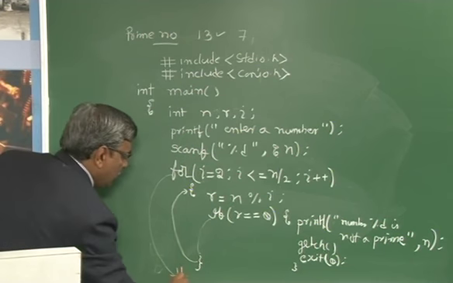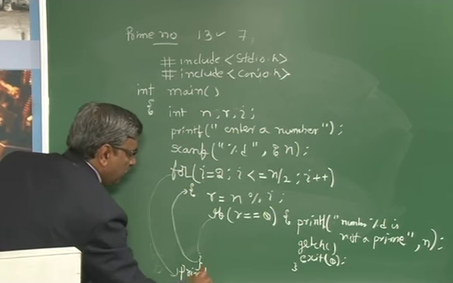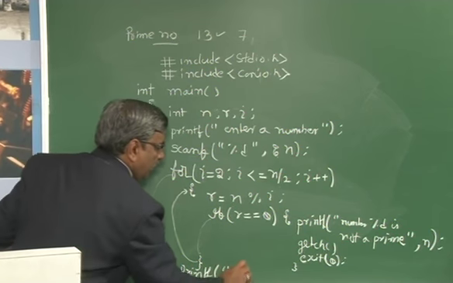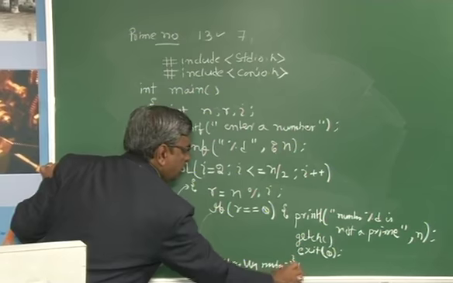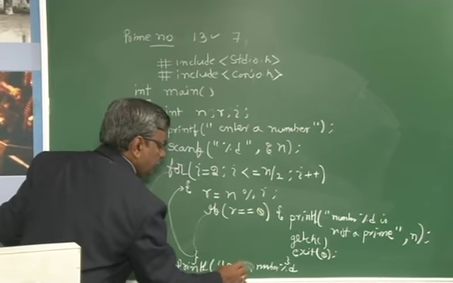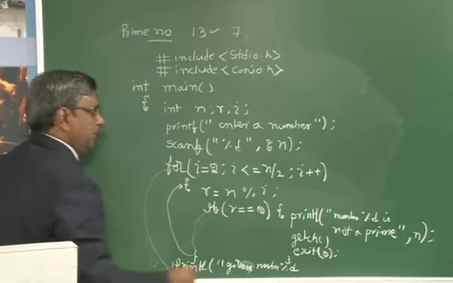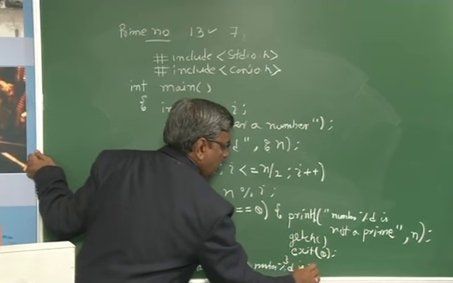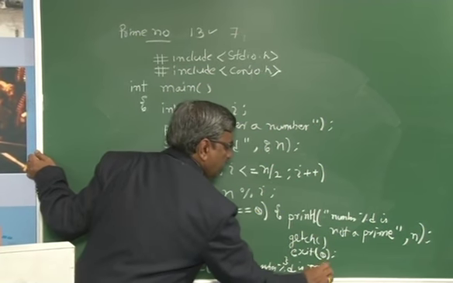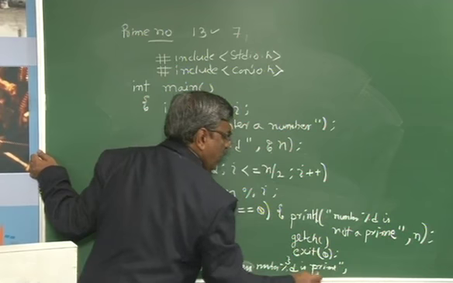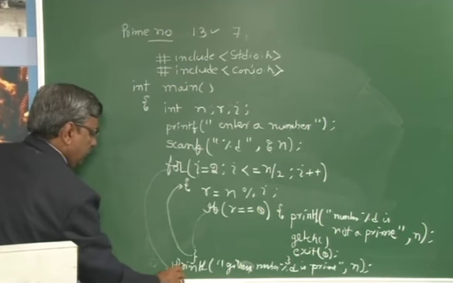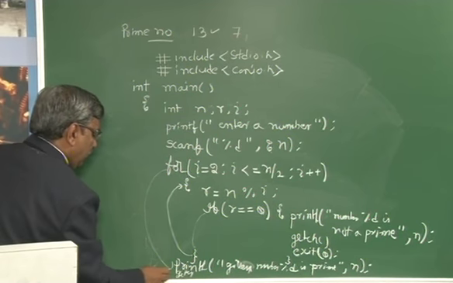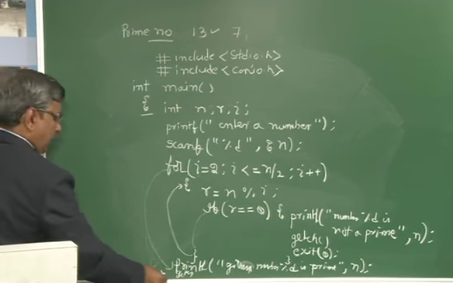Then in that situation, you printf("given number %d is prime", n). Close this, put a comma, which is that number, that is n. getch, end of your program. This is begin and end.